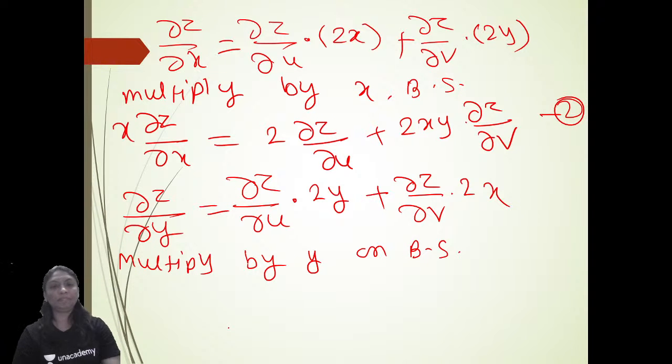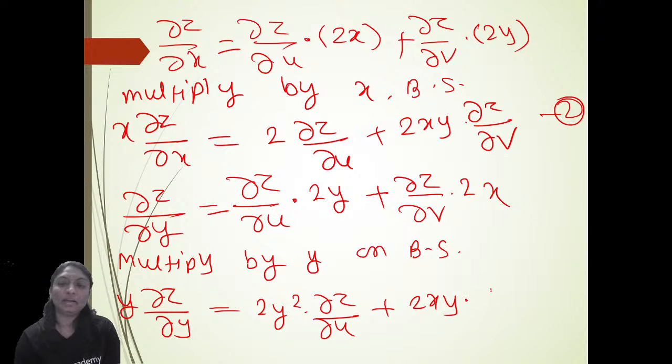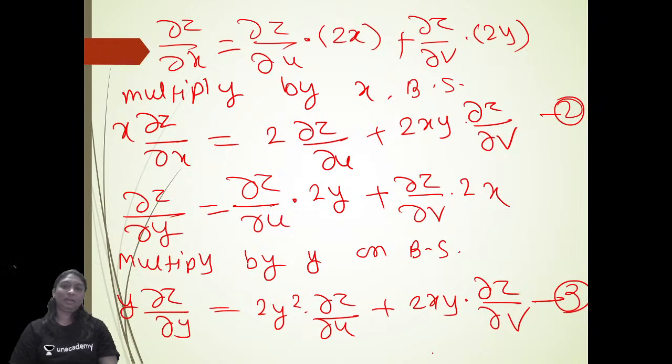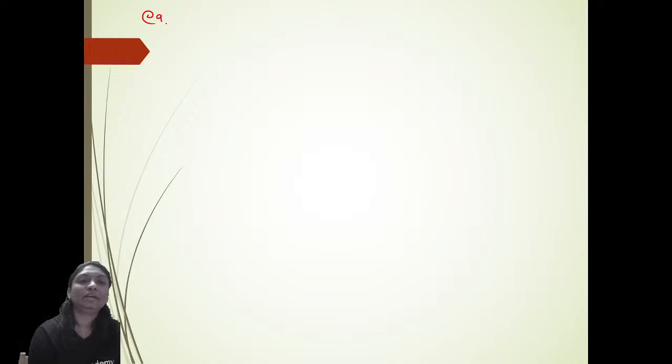So you will get here y ∂z/∂y is equal to, multiplying by y, so 2y square into ∂z/∂u plus 2xy into ∂z/∂v. All this as equation number 3. Now equation 2 minus equation 3. So you will get equation 2 minus equation 3.